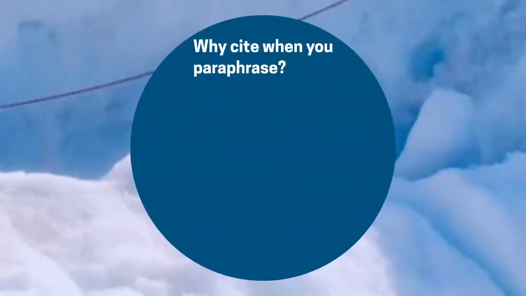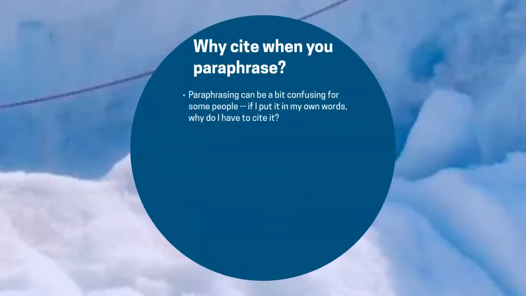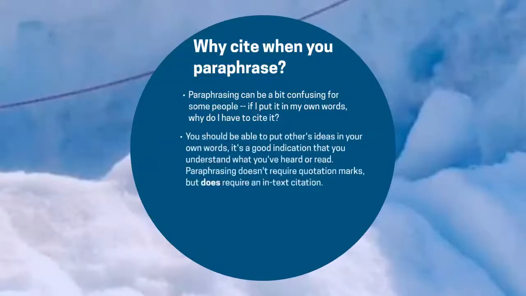Where it starts to get kind of murky is in paraphrasing. So you might wonder, if I'm putting this in my own words, then I shouldn't have to cite it, should I? Because those are my words. And that is a valid point, and it can be confusing. But what you need to understand is that when it comes to citation, when it comes to giving credit, you don't only give credit when you're giving a direct quote.